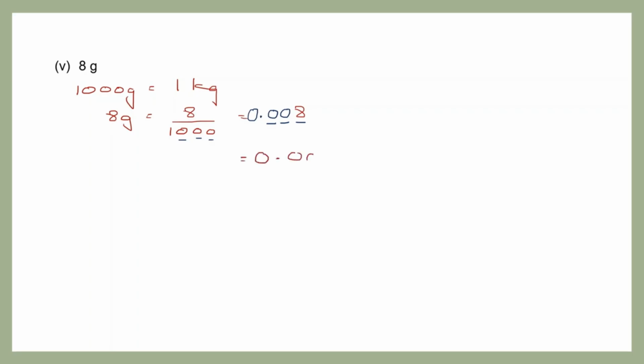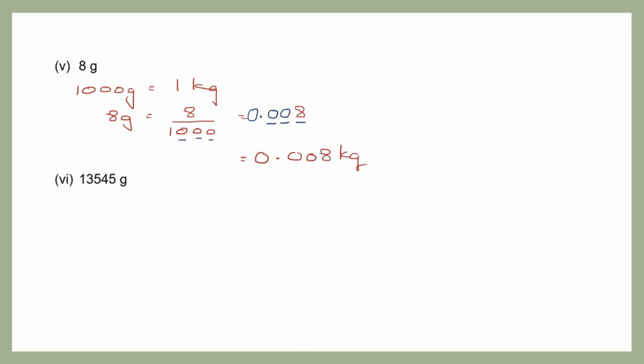Question 5. 8 grams converted to kilograms. So 1000 grams equals 1 kilogram. Therefore, 8 grams will be 8 divided by 1000. So let's write 8 as a whole number. Look at the zeros in the denominator, 1, 2, 3. Move the point 3 places to the left. 1, 2, 3 and then I put my point. There are no numbers here, so I filled in with zeros. So what is my answer? 0.008 kgs. Don't forget to write the unit.